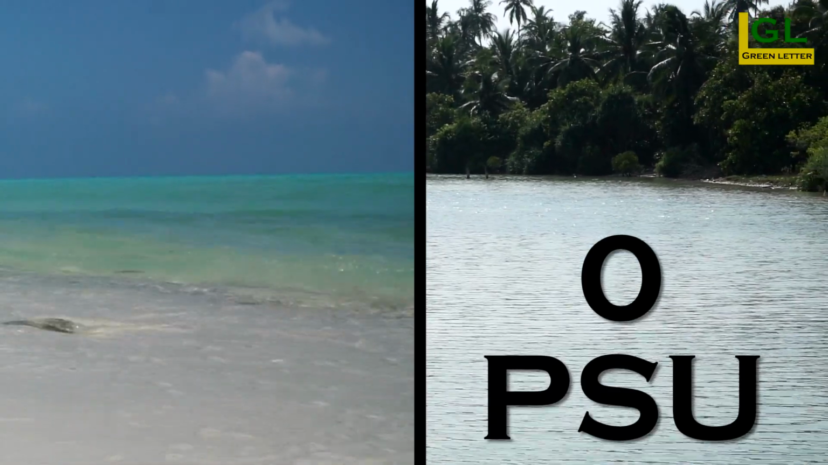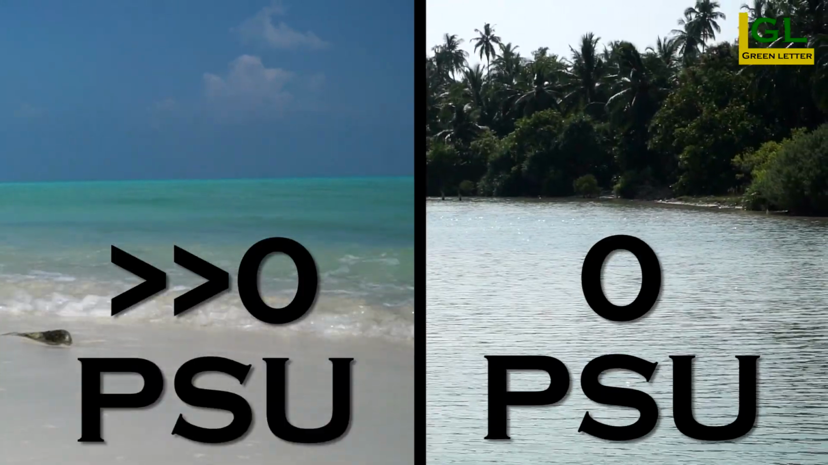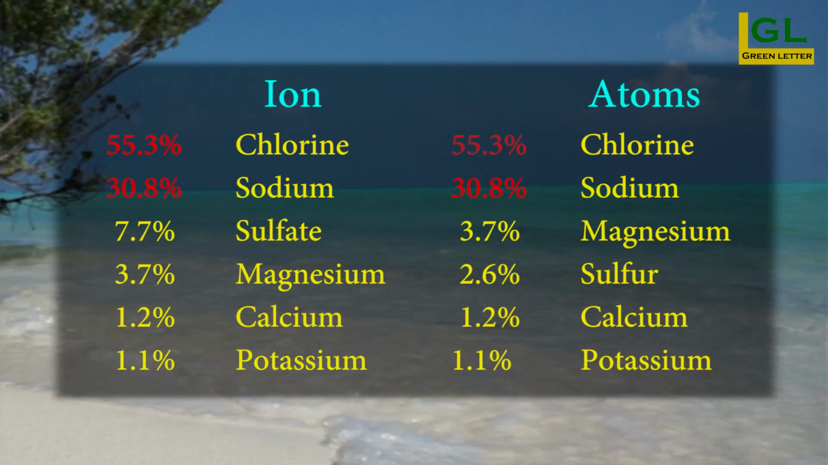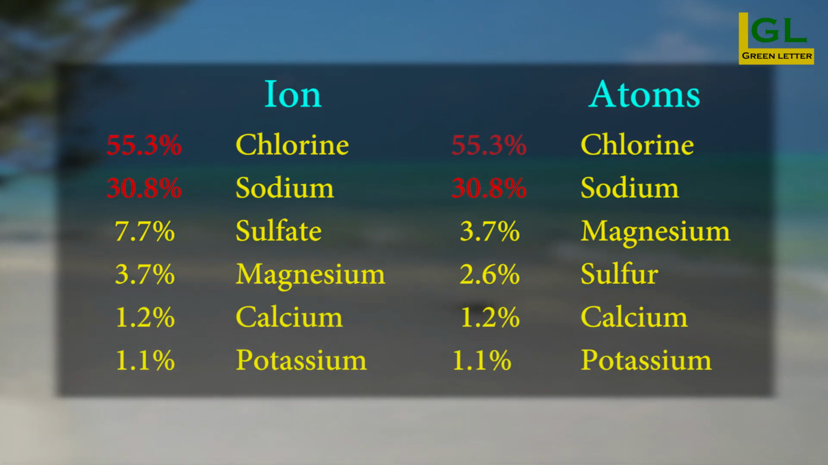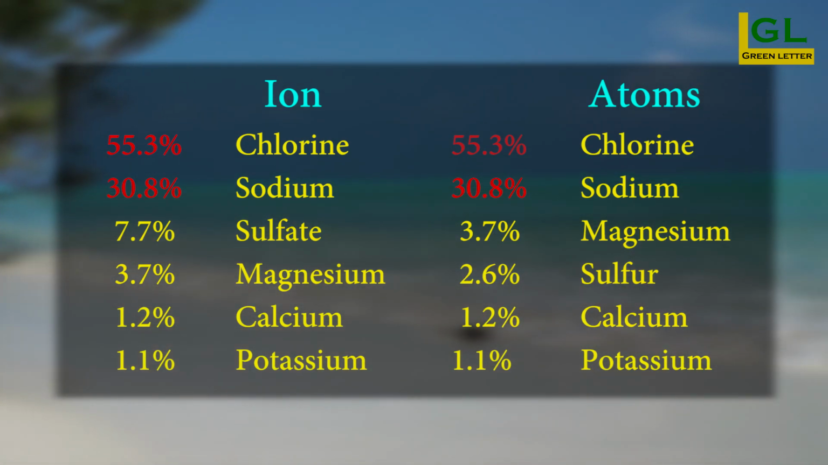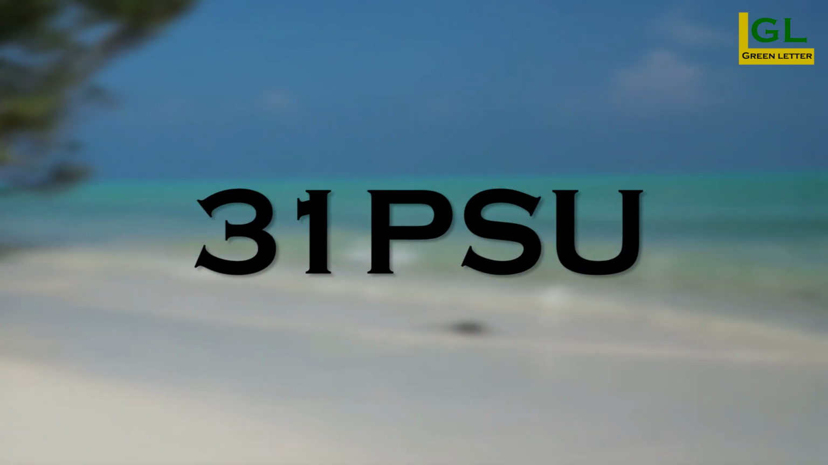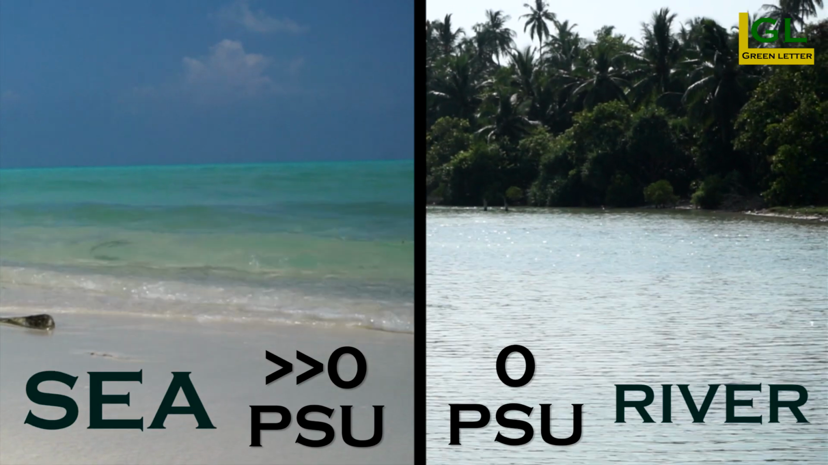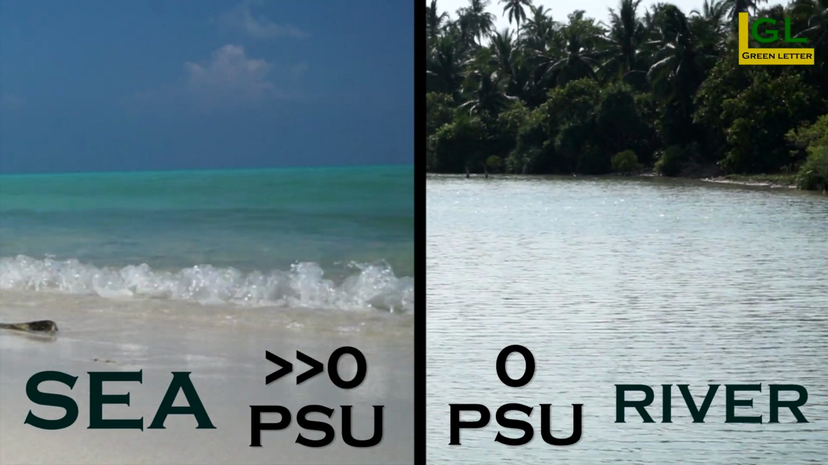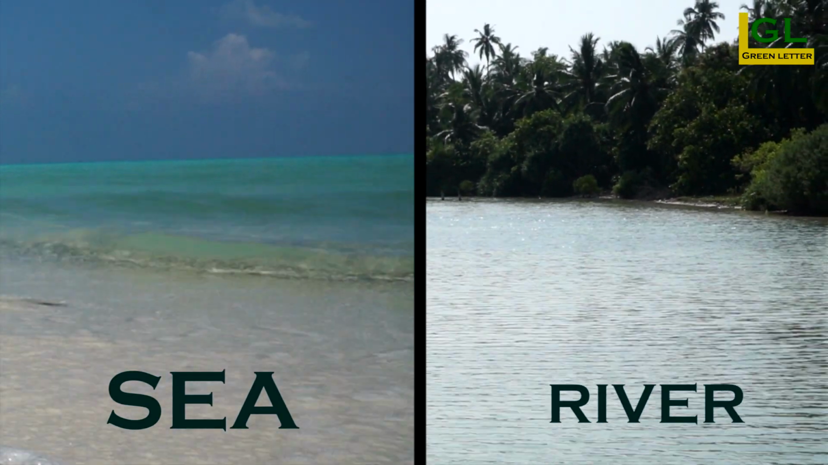But for the ocean, it's more because the ocean contains different ions like chlorine, sodium, etc. So salinity will be more. The average salinity of the Bay of Bengal is 31 psu. So we can distinguish river and seawater based on salinity. Keeping this in mind, we are going on.